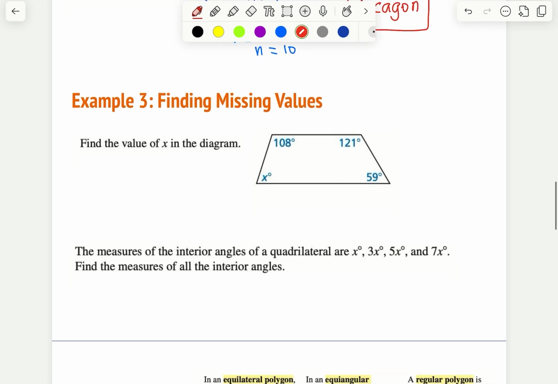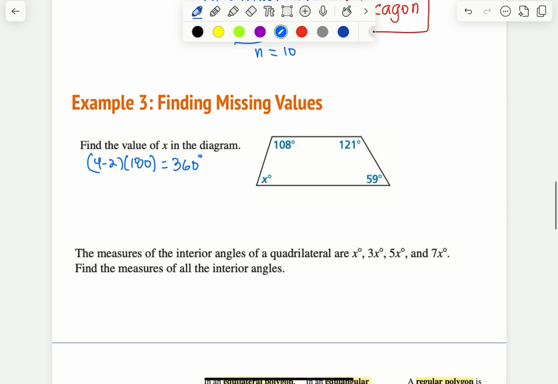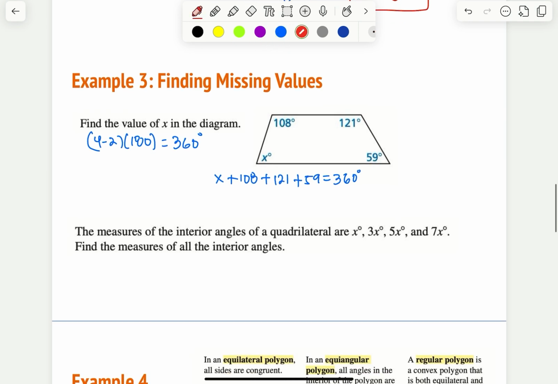Okay, example 3. Find the missing values. Find the value of x in the diagram. So on this one, we have 4 sides. So if we use the formula, it would give me 4 minus 2 multiplied by 180 is equal to 360 degrees. And getting the sum of all the angles would give me x plus 108 plus 121 plus 59 is equal to 360 degrees. This would give me x is equal to 72 degrees.